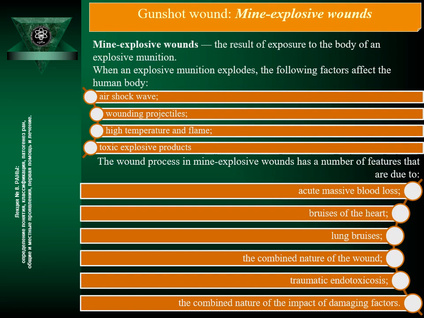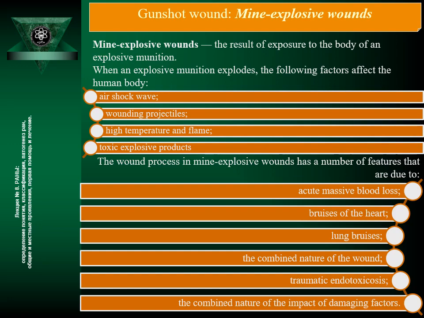When an explosive munition explodes, several damaging factors affect the human body. That is, not only the projectile itself, but also the shock wave. Also, if the wounded person is directly in the vicinity of the explosion, we can assume that a fire factor will act on the person, that is, high temperature and flame. In addition, the products of explosives, that is, the explosive itself, getting into our body is far from a harmless substance.